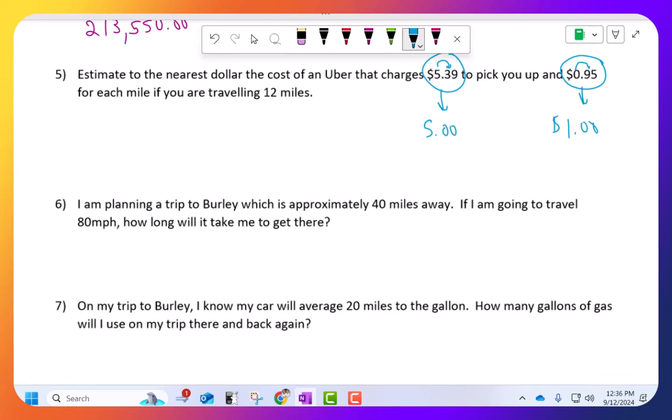So now that I've rounded those off, I'm going to take this $1 times 12 because I've gone 12 miles, and it's going to cost me $1 for each mile. So I'm going to multiply this by 12, and $1 times 12 is going to be $12. And notice I still have to add the $5 to it because that's how much they're charging just to pick me up. Then I take $5 plus $12, and that's going to give me a total of $17.